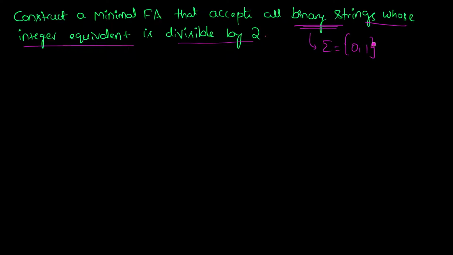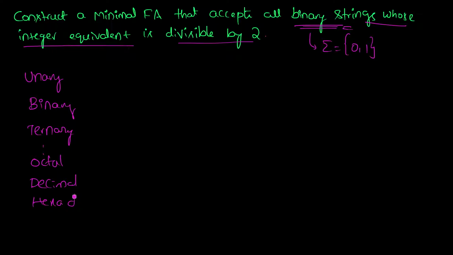Now let's look at what are all the number systems we have other than this binary number system, right? We have number systems like unary number system, binary number system, ternary number system. Then there is the octal number system, then decimal number system, and hexadecimal. These are the popular number systems through which we can represent any number, right?